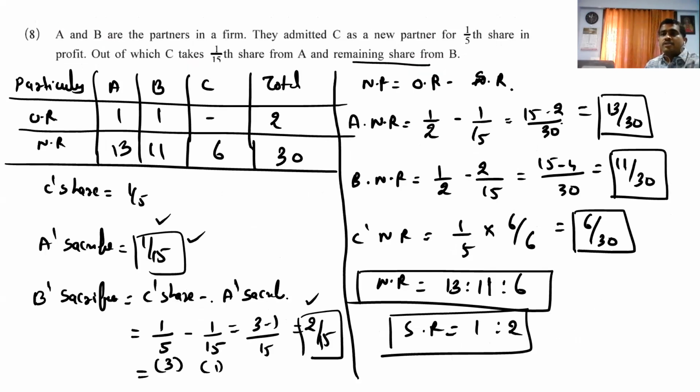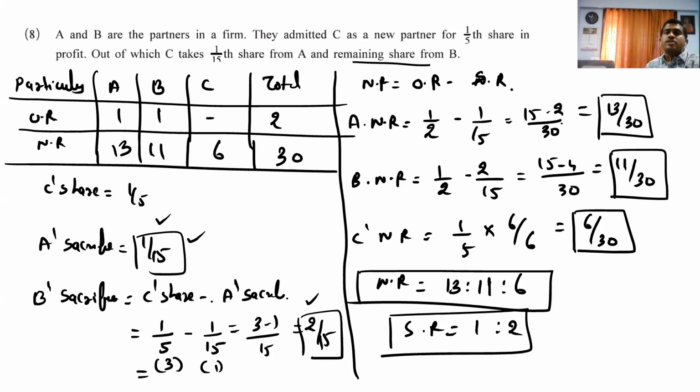Let's see the last one, the 8th one. A and B are the partners of a firm. They admitted C as a new partner for 1/5 share in the profit, out of which C takes 1/15 from A and the remaining share from B. So that means the remaining is left. So particulars A, B, C and total. Old ratio 1 is to 1, total 2. New ratio 13 is to 11 is to 6, total 30.